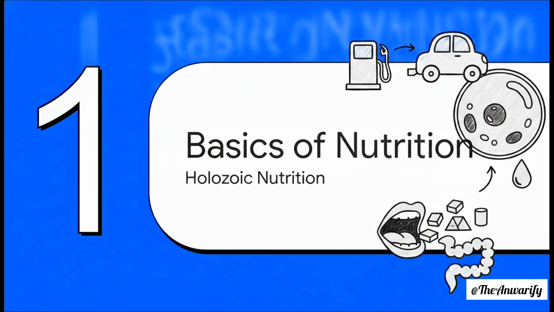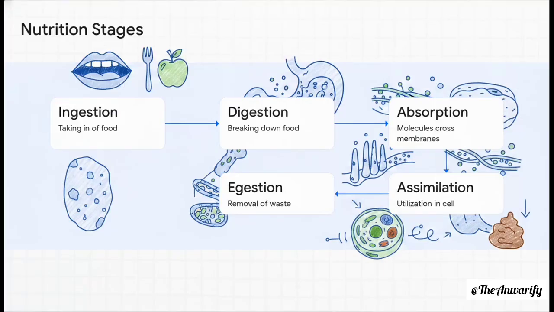Starting right off with Section 1, the basics of holozoic nutrition. Think of a living cell kind of like a car. Just as a vehicle needs fuel to move, a cell needs a continuous, steady supply of food to function, grow, and repair itself. Now, holozoic nutrition involves taking in ready-made food and processing it in 5 very sequential, highly organized stages. First up is ingestion, literally just the physical act of taking the food in.